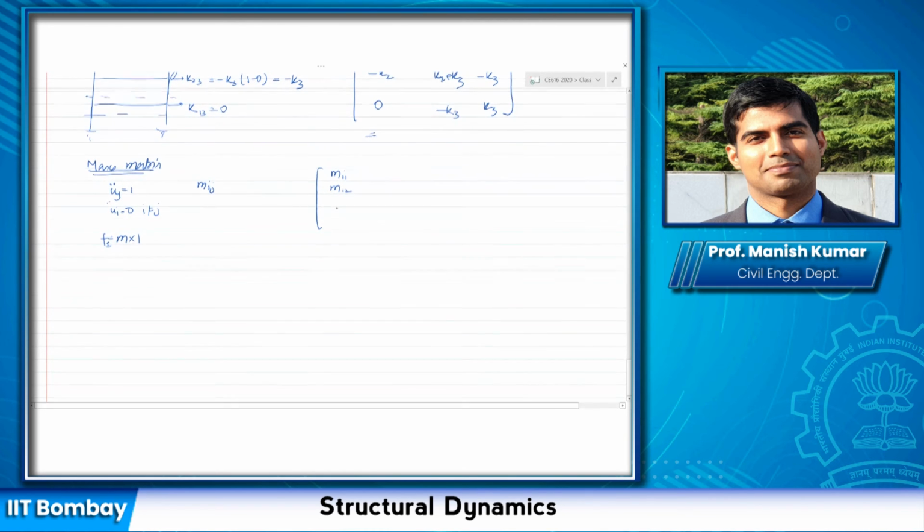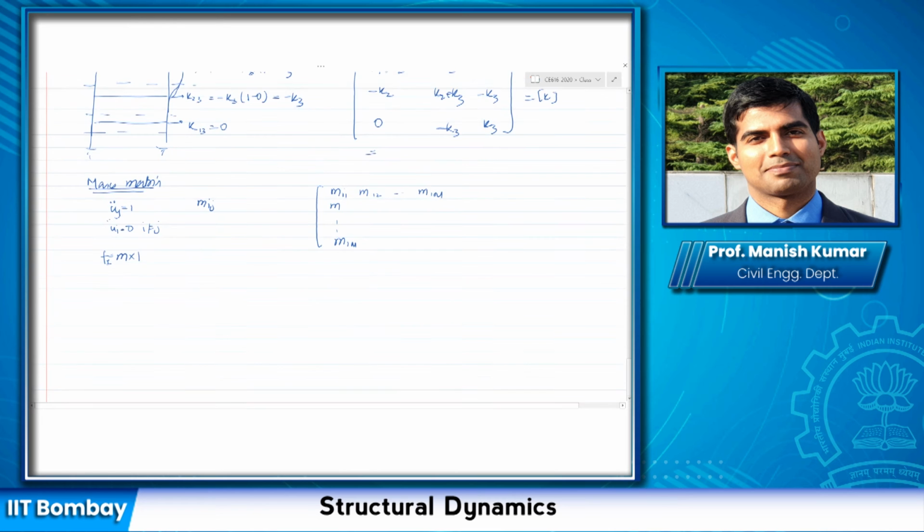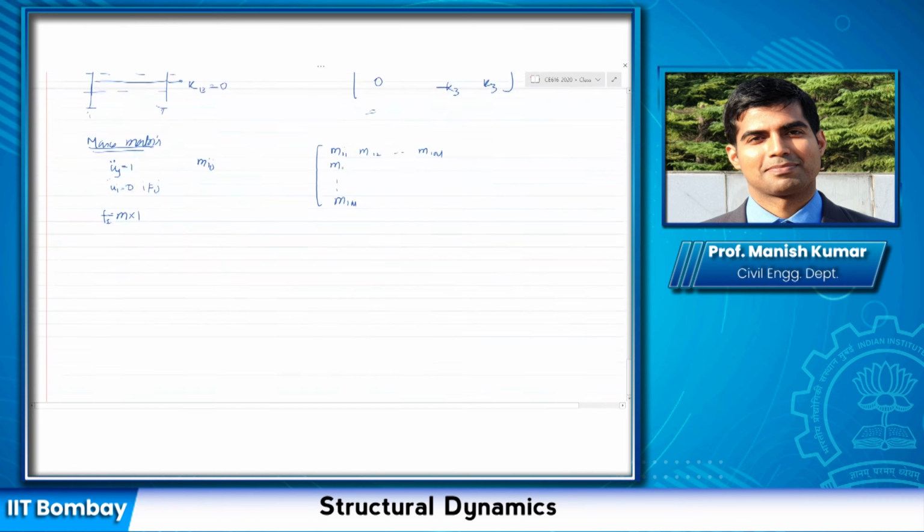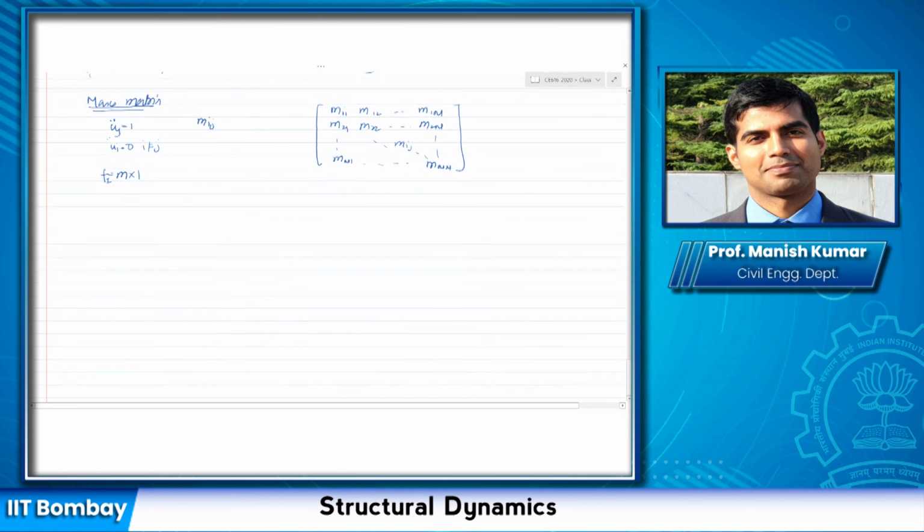So it would be M11, M12, and so on, M1n. Then it would be M21, M22, and so on. Somewhere it would have Mij, I don't care right now. And this would be MNN. So we can follow the same procedure. The procedure is what? Apply unit acceleration at one node.